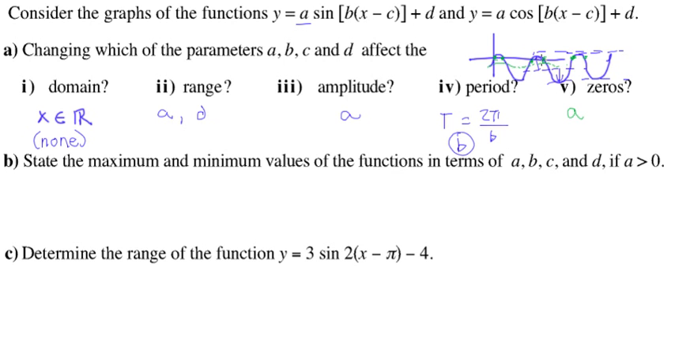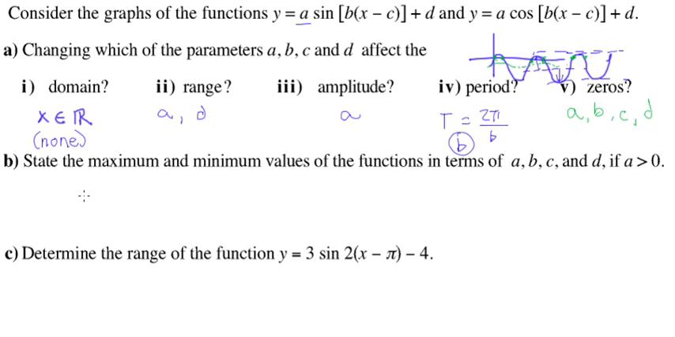B changes how close together these are, so that would definitely affect the zeros. C translates the entire wave left and right, that could affect the zeros. And D, again, can either cause you to have more zeros or less zeros, or none at all if you slide this wave down far enough so it never touches the x-axis.